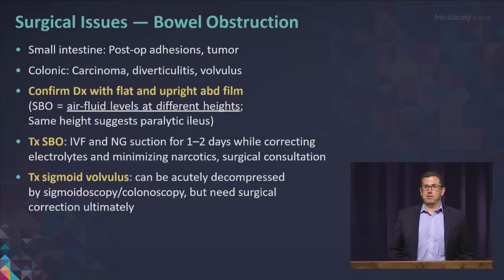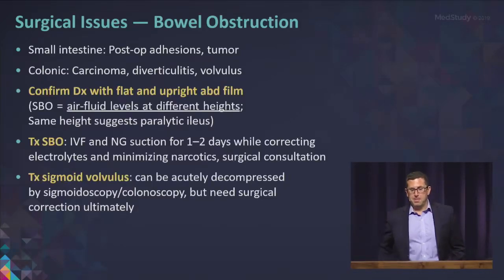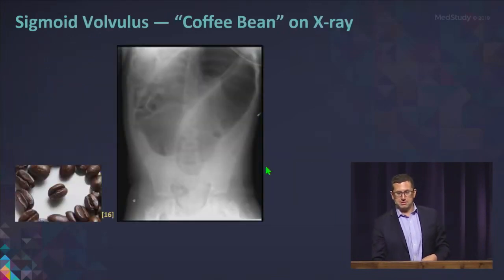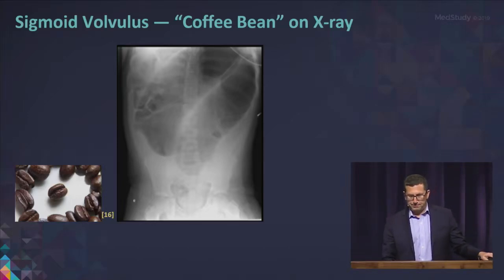Treatment would be IV fluids, NG suction, call surgery, correct electrolytes, minimize narcotics, pretty intuitive. If you have a sigmoid volvulus specifically, generally you're going to call GI, because we could get a scope in there and untwist it. But usually those patients are at risk for reforming the sigmoid volvulus, so they're ultimately going to need surgery afterwards. If you see this coffee bean on a test, I put a picture of a coffee bean, it does really look like a coffee bean, right? That is classic sigmoid volvulus on an X-ray. That would be a good thing for you to know.